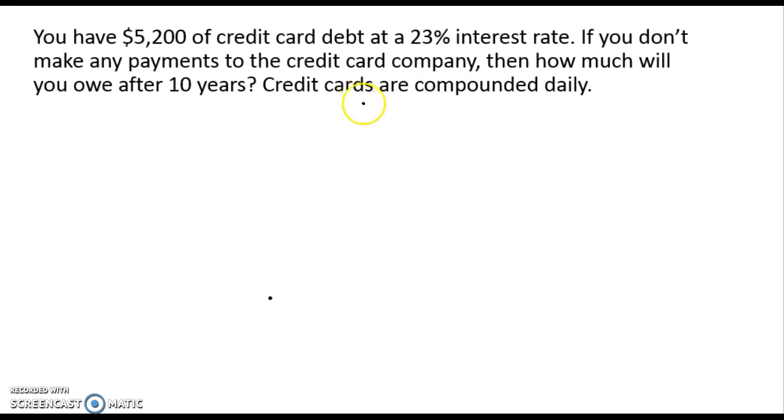Credit card companies are compounded daily. They're compounded daily because you're making charges constantly and you're making payments constantly, so they fluctuate. So they compound it, and it gets recorded every day, the same time every day. They apply an interest rate.